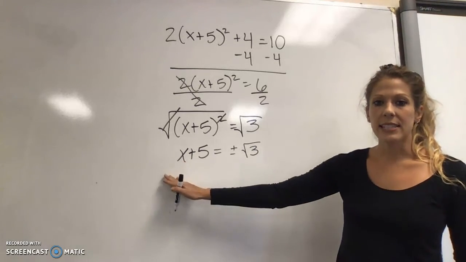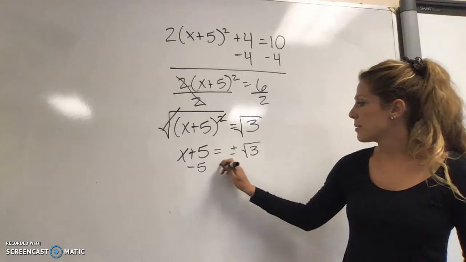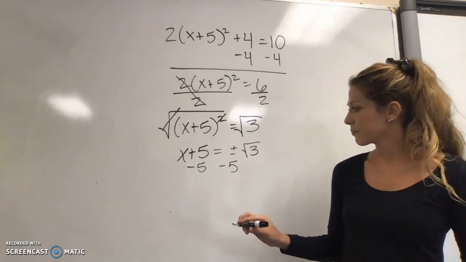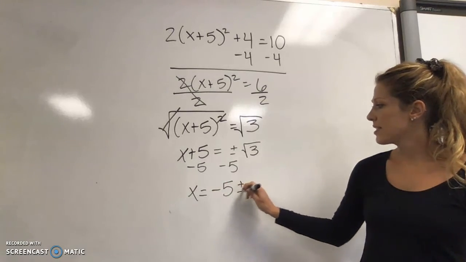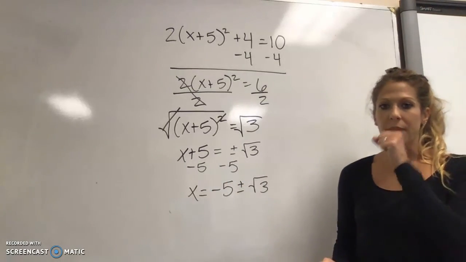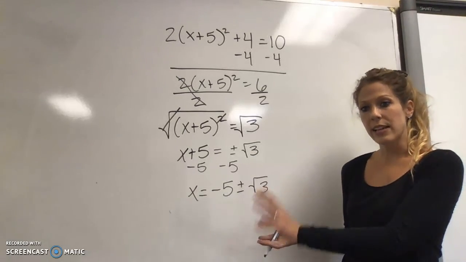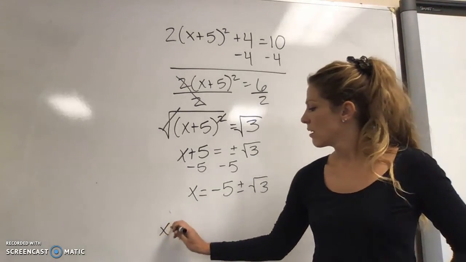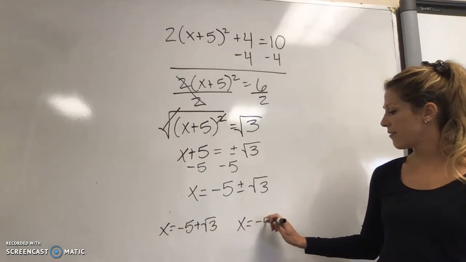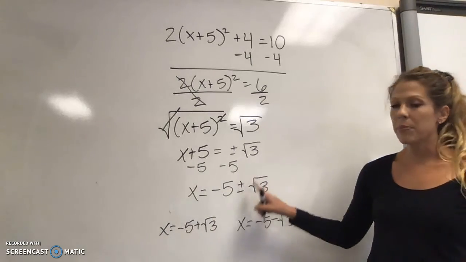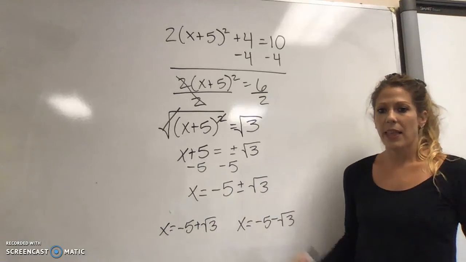And remember, our goal is to isolate the x, so we still need to get rid of the positive 5. I'm going to do that by subtracting 5 from both sides. So I have a negative 5 plus or minus the square root of 3. And this, I'm going to leave my answer like this. I could write this as 2 separate answers. Negative 5 plus the square root of 3. And negative 5 minus the square root of 3. I can break that up into 2 separate answers, but this is the simplified way of writing it.